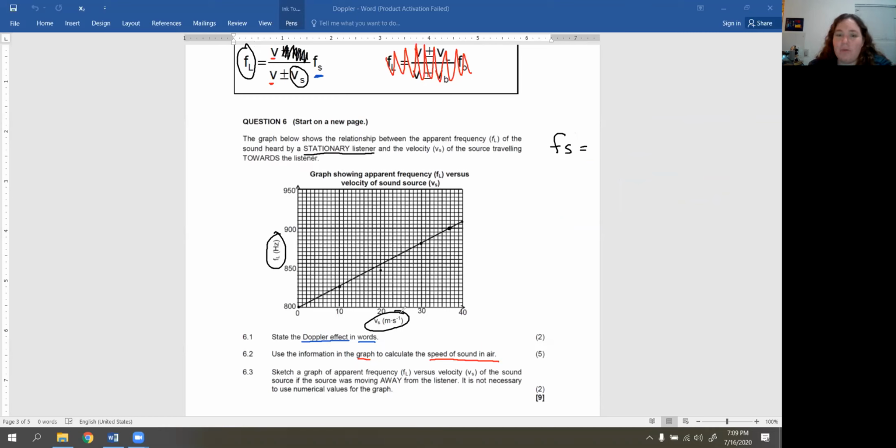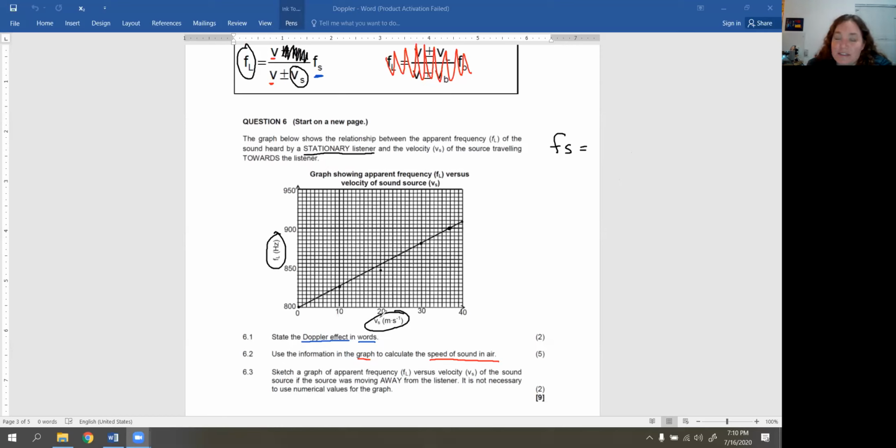Can anybody tell me what the frequency of this source is? I'll give you a hint, it's definitely from the graph. Anyone brave? Anyone sure enough of themselves, or is everybody lost? Okay. Yay, Nasia's right. It is 800.